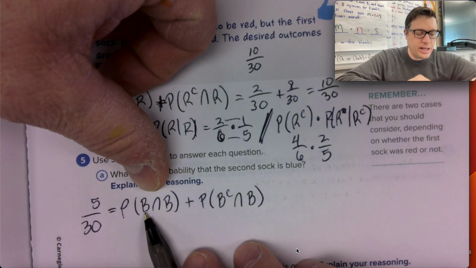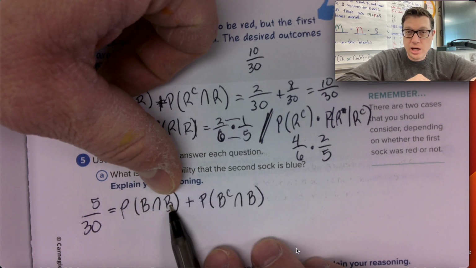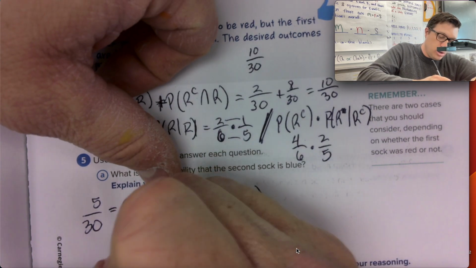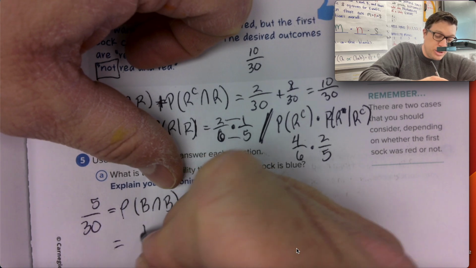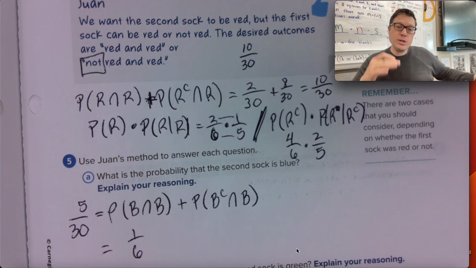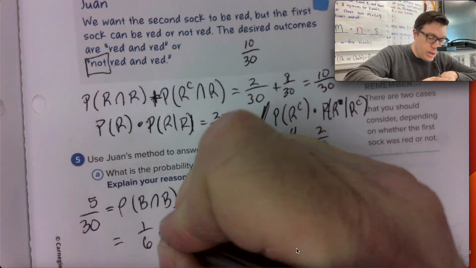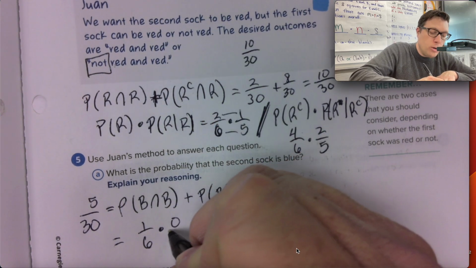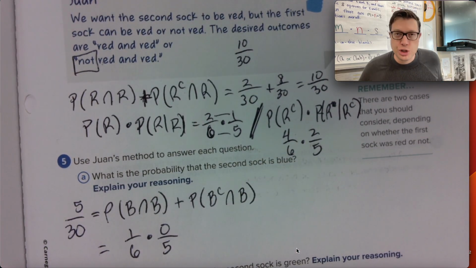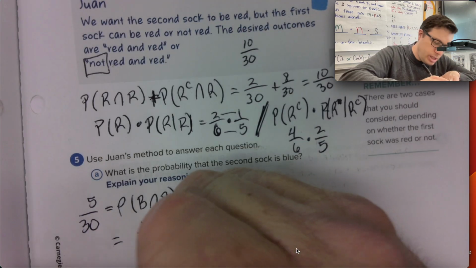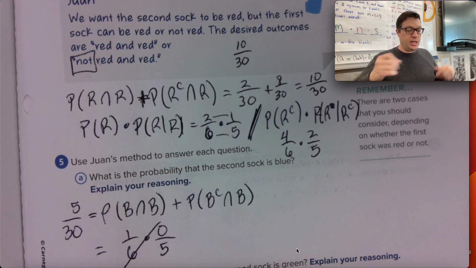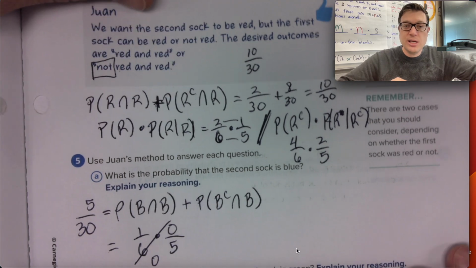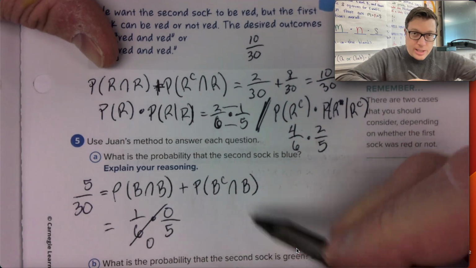So the probability that the first sock is blue and the next sock is also blue. Okay, so the probability the first sock is blue is 1 out of 6. But once we're in that blue column, there are no blue socks remaining to choose. Anytime you multiply by 0, the entire calculation is gone. It's just 0. And then we consider the next scenario.